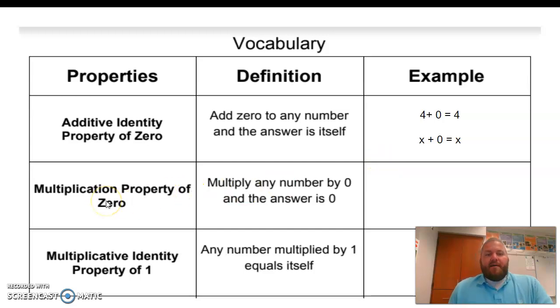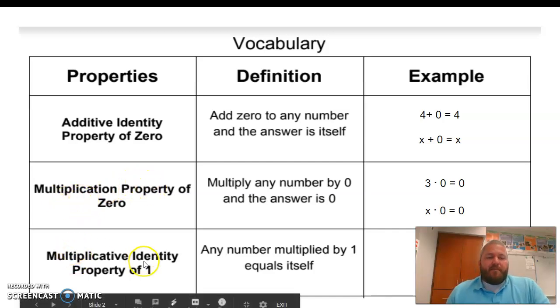If we're looking at the multiplication property of 0, very much the same thing. What do you know? If you multiply any number by 0, the answer is 0. Once again, 3 times 0 equals 0. x times 0 equals 0. Anything you multiply by 0 becomes 0. And that is called the multiplication property of 0.